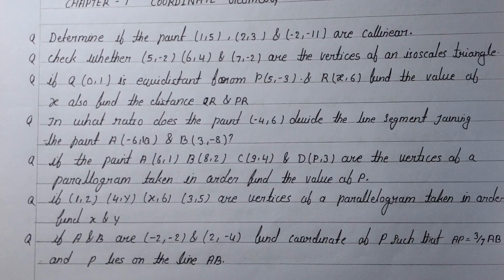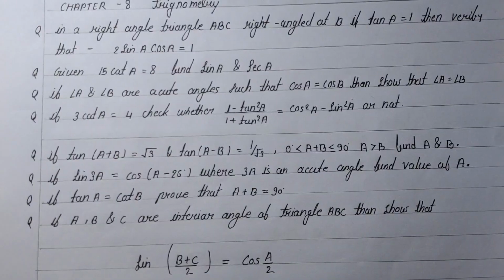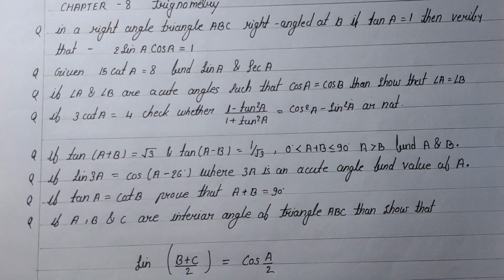Next, if A and B are (-2, -2) and (2, -4), find the coordinates of P such that AP is equal to 3/7 AB and P lies on the line segment AB. Next, chapter 8. Question first. In a right-angled triangle ABC, right-angled at B, if tan A is equal to 1, then verify that 2 sin A cos A is equal to 1.